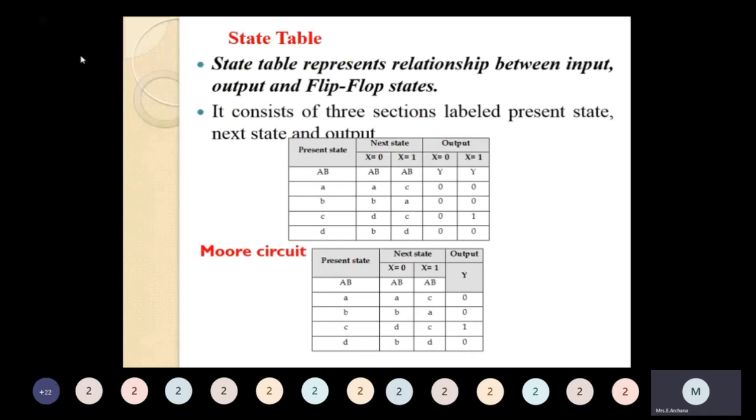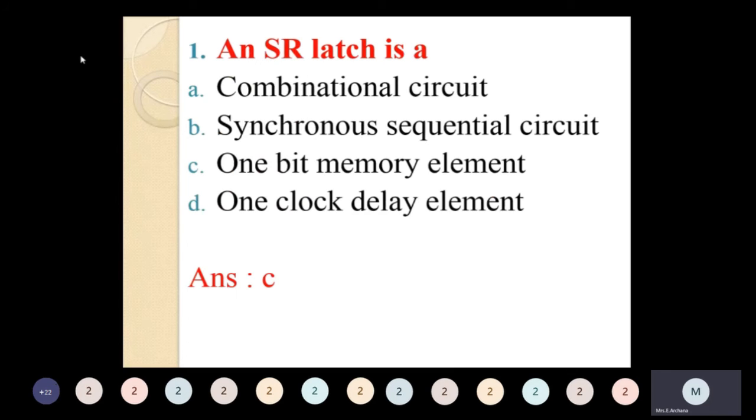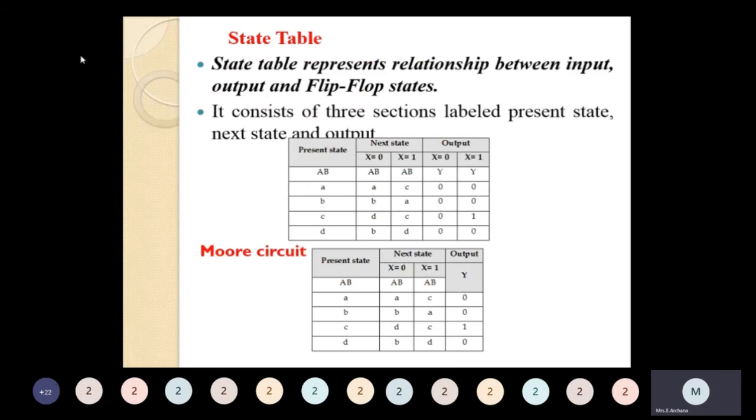Next one is the state table. It represents the relationship between the input, output, and flip-flop state. The state diagram is a pictorial representation of the behavior, whereas the state table represents the relationship between input, output, and flip-flop state. It consists of three sections: present state, next state, and output.